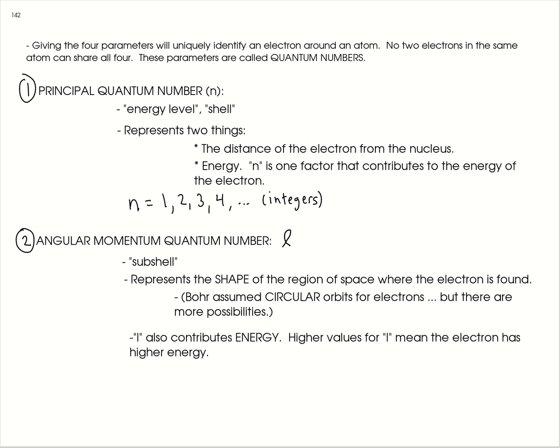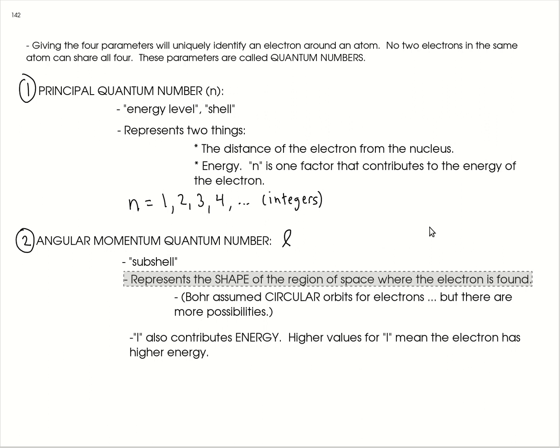Now let's talk about the second quantum number, the angular momentum quantum number. That's abbreviated with a lowercase l, and I just wrote it in cursive there because the lowercase l in this font otherwise looks kind of like the letter I. But the angular momentum quantum number l is usually referred to as the subshell. So the principal quantum number is the shell, the angular momentum quantum number is the subshell. Now the subshell is interesting. It represents the shape of the region of space where the electron is.